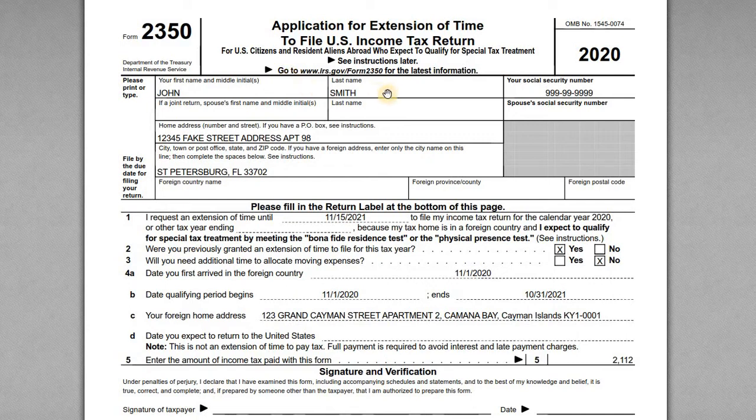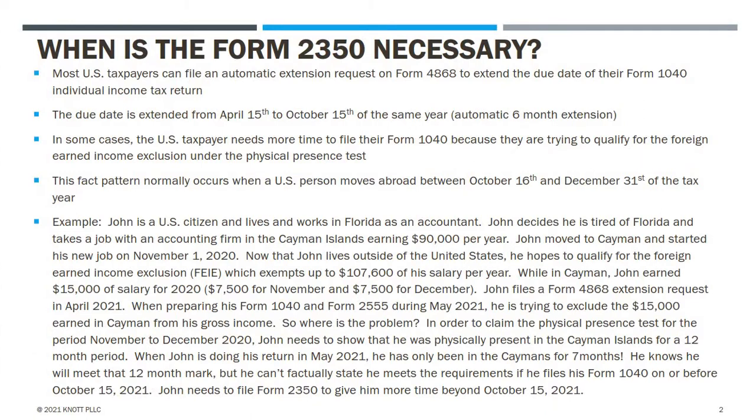So these are both extension requests, but one is filed for a really unique, particular set of circumstances, and that's this 2350. But just to get a bit of background and show a fact pattern where this would be necessary, let's look at a slide here where I have some of the rules and an example laid out for us. So most U.S.